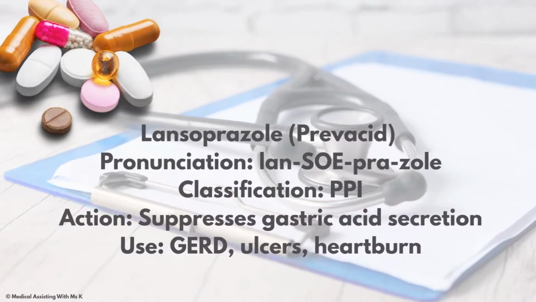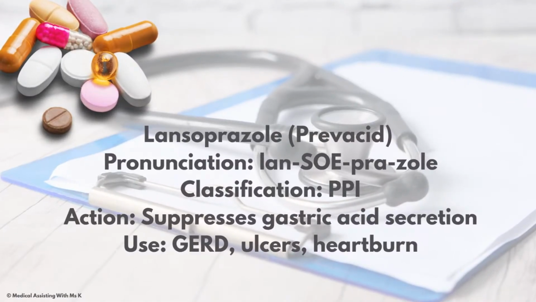Next medication is Prevacid. The generic name for Prevacid is lansoprazole. The classification is PPI, or proton pump inhibitor. The action is that it suppresses gastric acid secretion. It is used in GERD, ulcers, and heartburn.